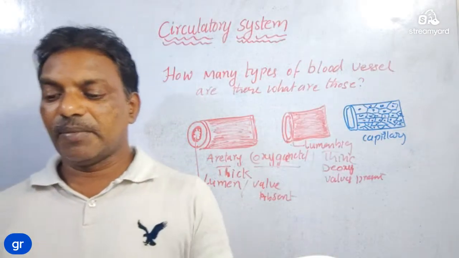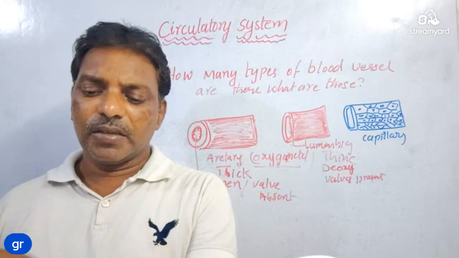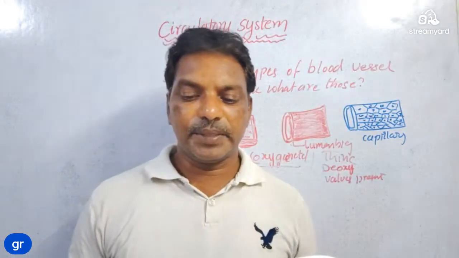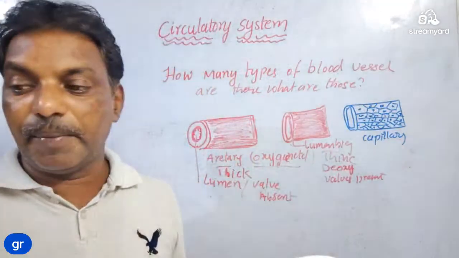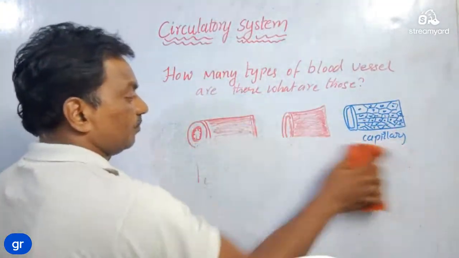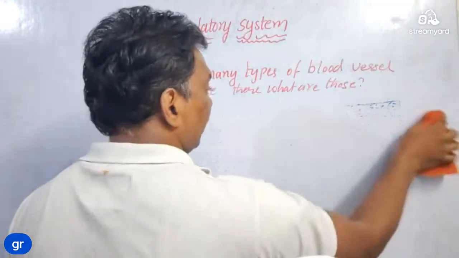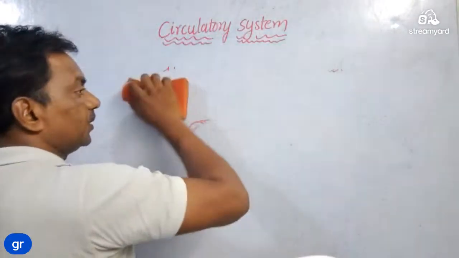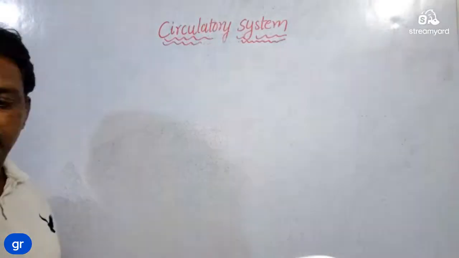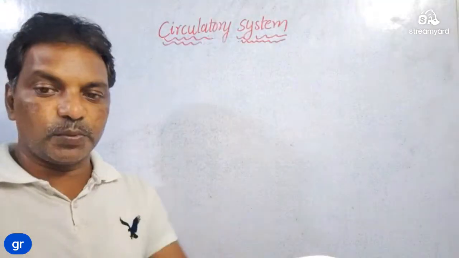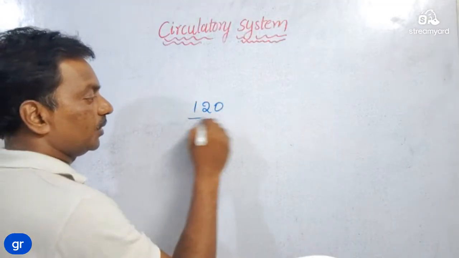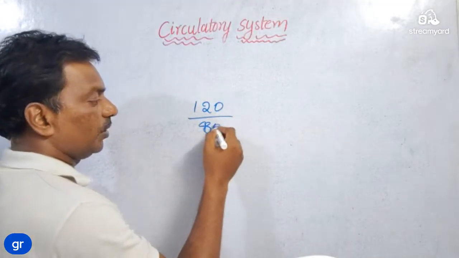Next, we discussed what is BP, what is blood pressure. So normal blood pressure is 120 by 80. Systolic and diastolic pressure. Systolic pressure, the high pressure, is 120, and diastolic, the low pressure, is 80. So a normal person's blood pressure is 120 by 80.